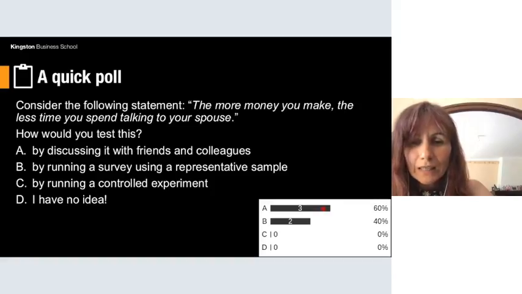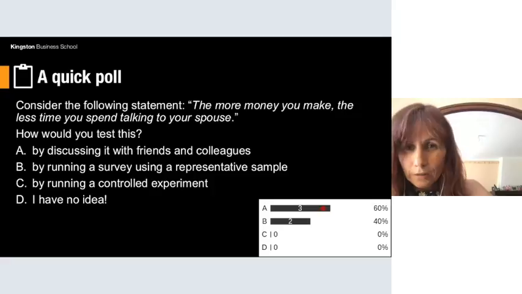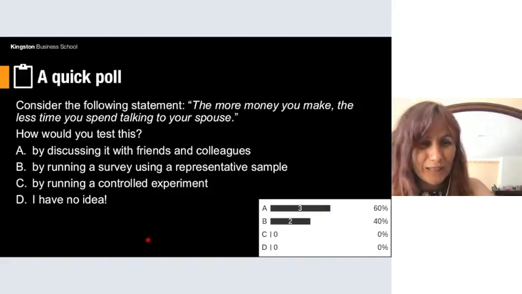Now I put this here as an example of what is not an experiment, because here you'd have to measure two variables, but you could not control or experimentally manipulate the predictor, in this case, change people's salary to see whether it makes them talk more or less to their spouse.